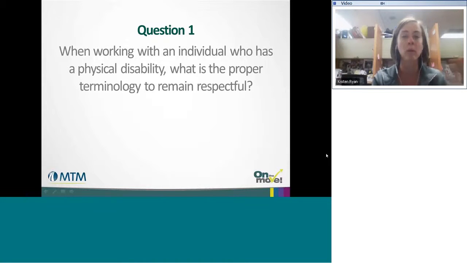So for example, I want to be referred to as my name, just like you would any of your other friends or family members. And then maybe later on when speaking with them, saying, oh, and she has a spinal cord injury, or oh, she has a brain injury that resulted in weakness in one of her arms. So always thinking of them as a person, not as their disability.